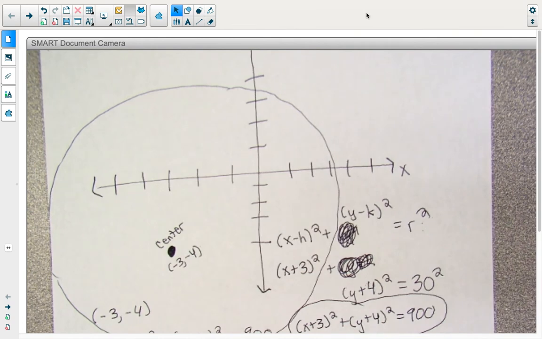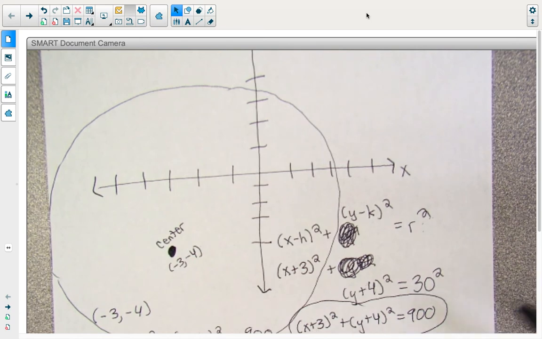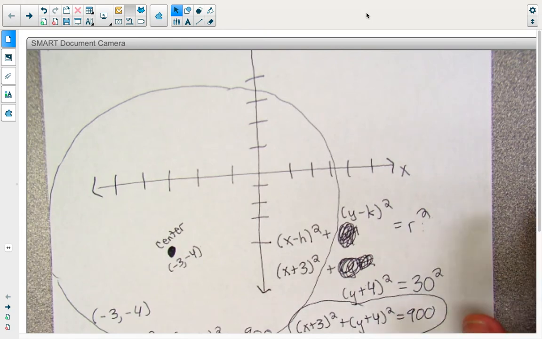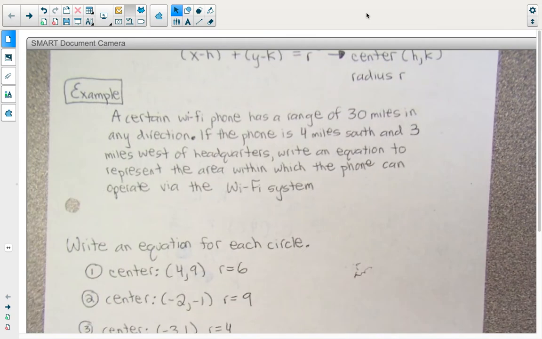We have the center of our circle is -3, -4, down here where my pen is. My radius is 30 miles in each direction, and 30 times 30 is 900. So this is how you write the equation of the circle. You need the center of the circle, and then after you find the center of the circle, you take your radius and you're going to square.